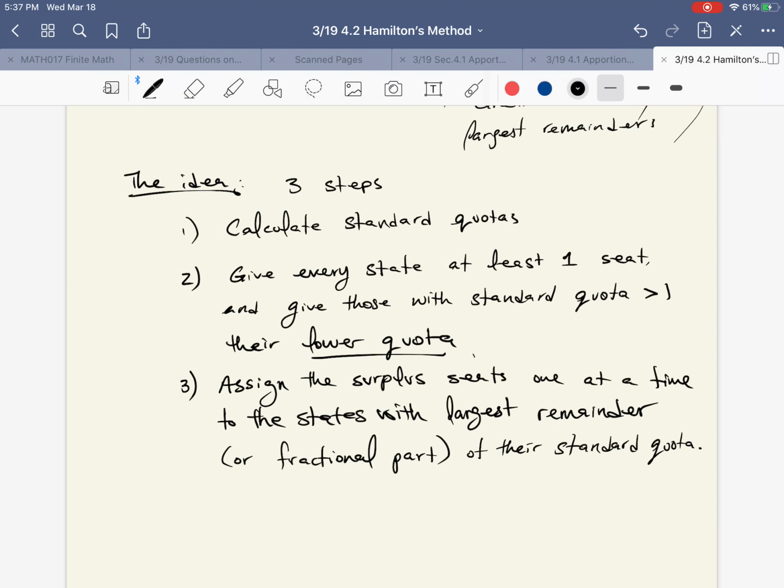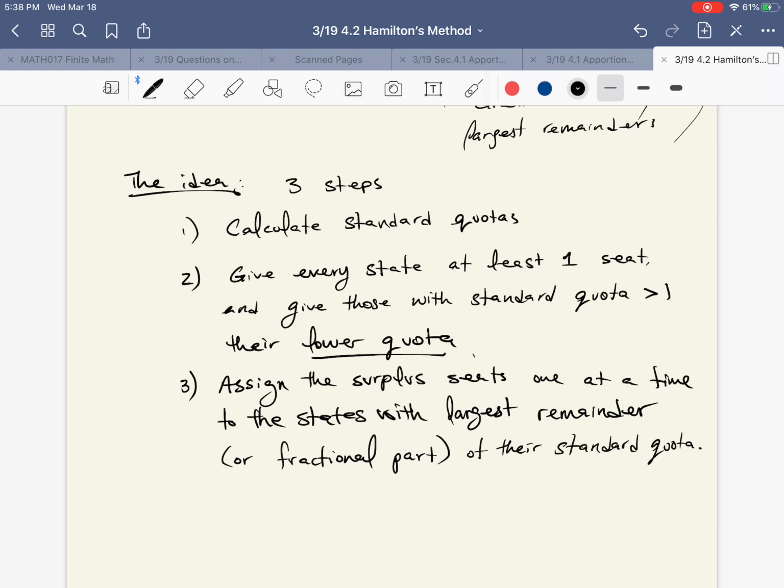Good. So this is the process. We're going to calculate standard quotas. That is, calculate how many seats every state should get if we were allowed to give away fractions of a seat. We're not allowed to give away fractions of a seat. So what we're going to do is make sure every state gets at least one seat, and then give all of the other states their standard quota rounded down. Now that we've rounded almost all of the standard quotas down, we will have surplus seats to give away. We might give away exactly the right number of seats if everything divides up evenly.